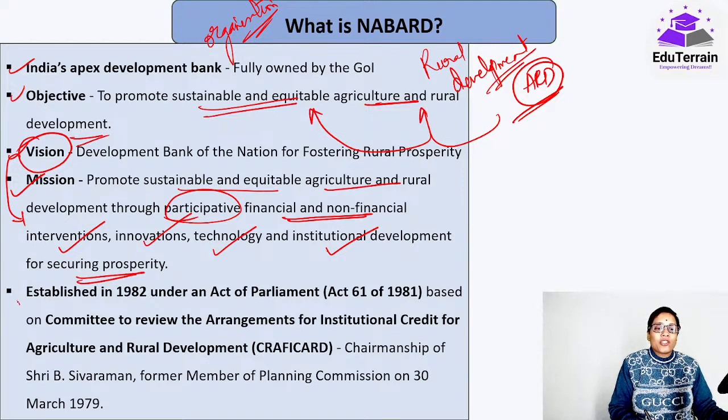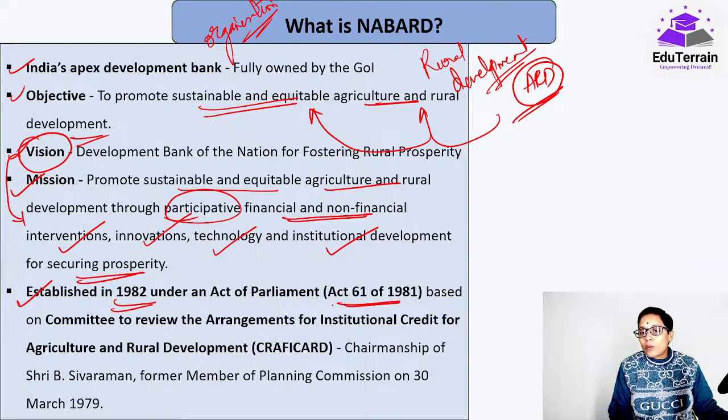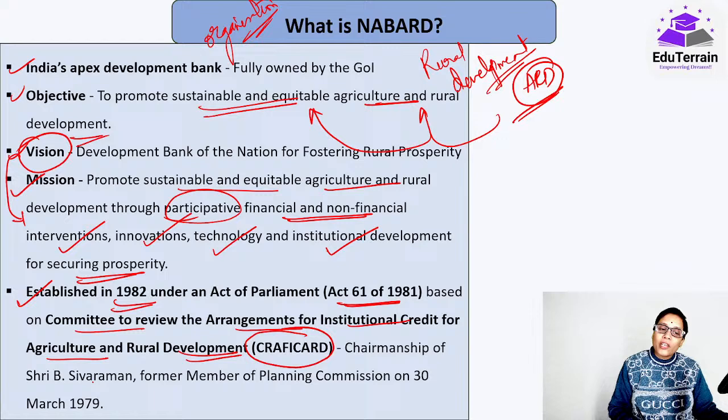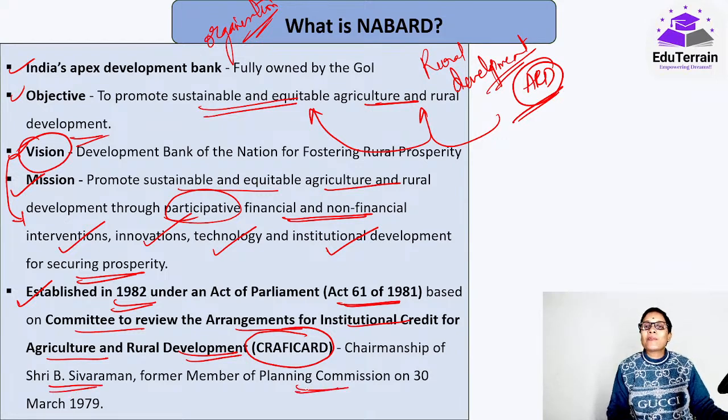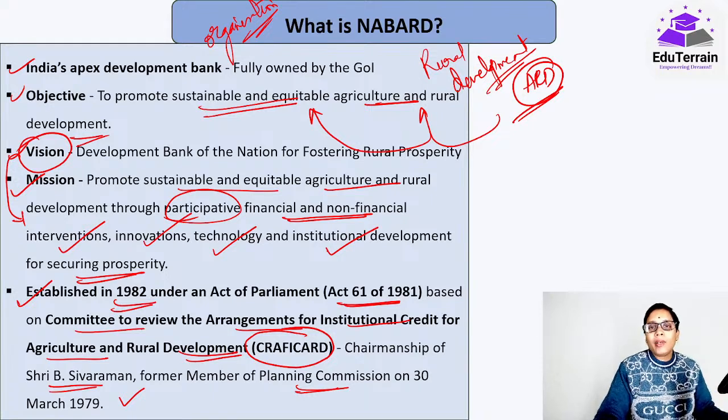Now it was established in 1982 under the Act of Parliament, Act 61 of 1981, based on the Committee to Review the Arrangements for Institutional Credit for Agriculture and Rural Development, that is the CRAFICARD Committee, whose chairman was Shri B. Sivaraman, former member of the Planning Commission. Based on that, on 30th March 1979 they were instituted, and in 1982 came NABARD.